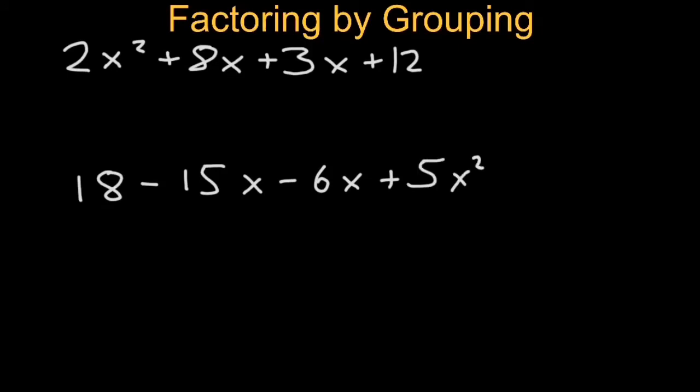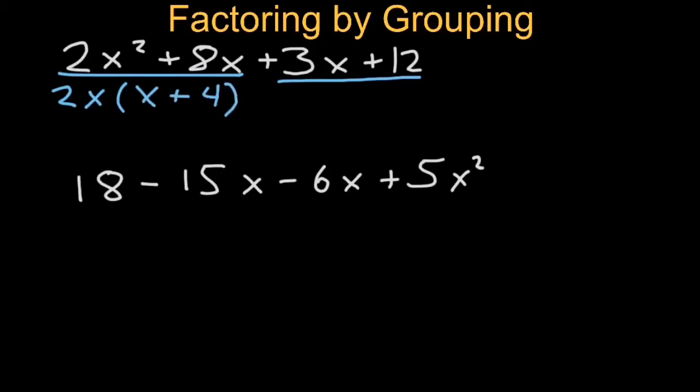Feel free to pause the video and work on this by yourself. So for the first question, we can split this into its two groups. For the first group, what can we factor out from 2x squared minus 8x? We can factor out a 2x from it. So we're left with x plus 4 in the bracket.